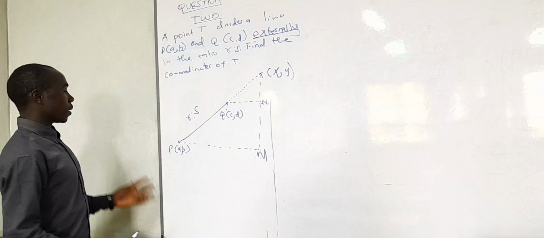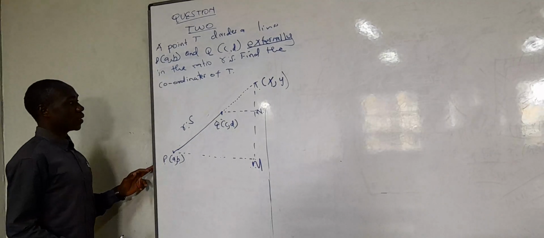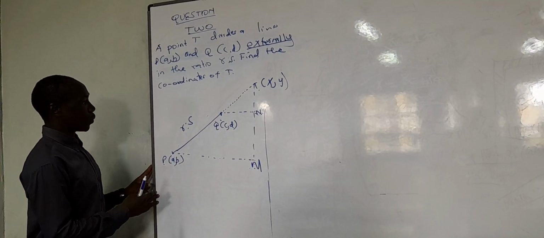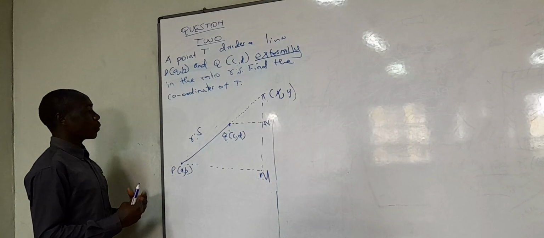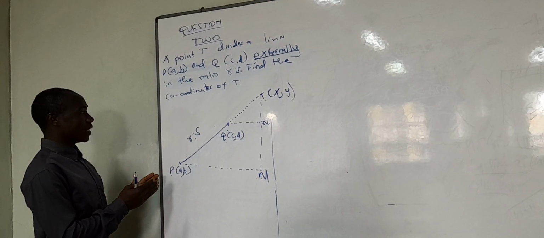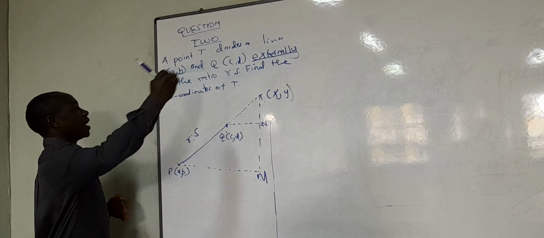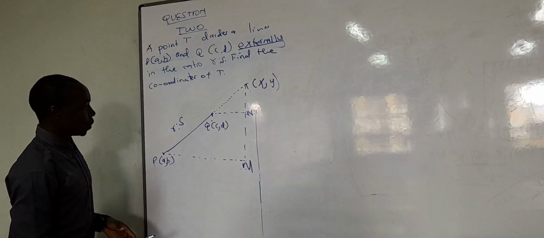Thank you, friends. In our previous video, we looked at how to find the coordinates of a point that divides a line internally. Now we're going to look at how to find the coordinates of a point that divides a line externally. Let's look at how we're going to do that.